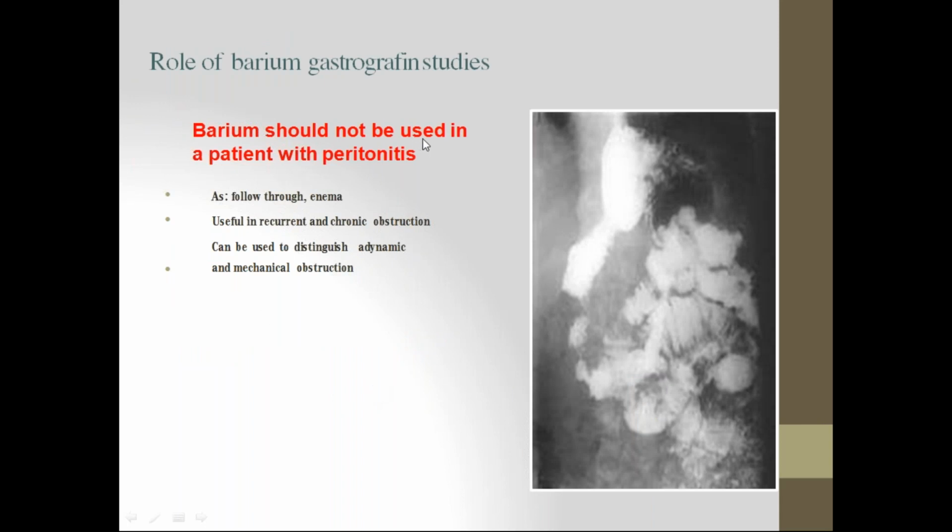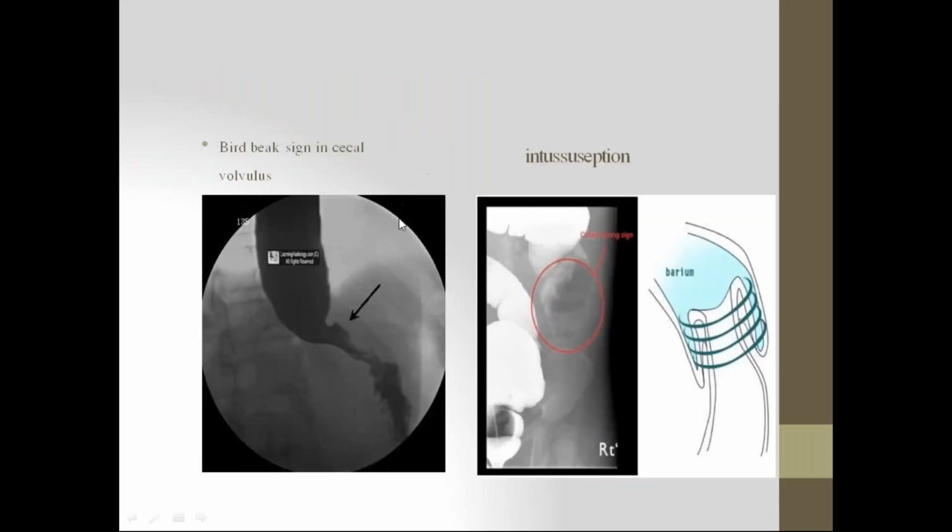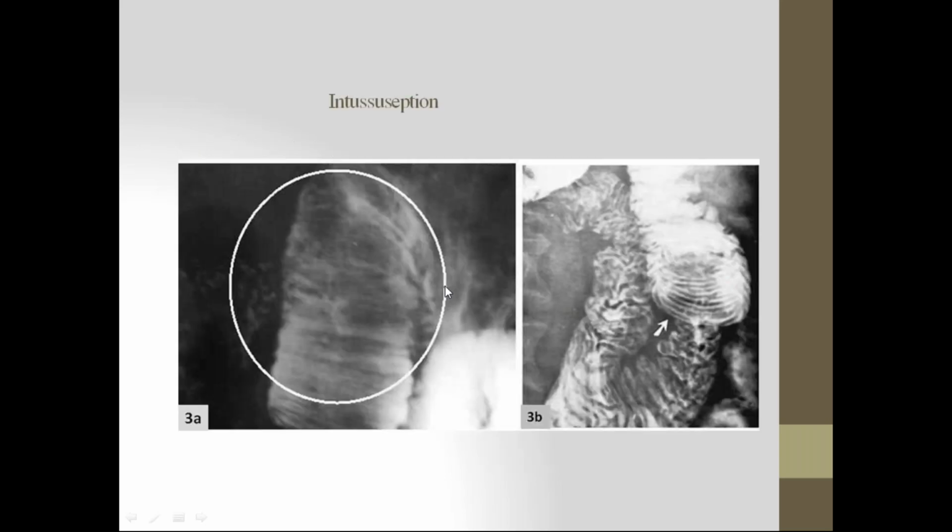So barium gastrografin should not be used in patients with peritonitis. It is used either through barium meal or barium follow through or barium enema. It is useful in recurrent and chronic obstruction. It can distinguish adynamic obstruction from dynamic obstruction. So this is bird beak sign in volvulus and coil spring appearance in case of intussusception. This image.